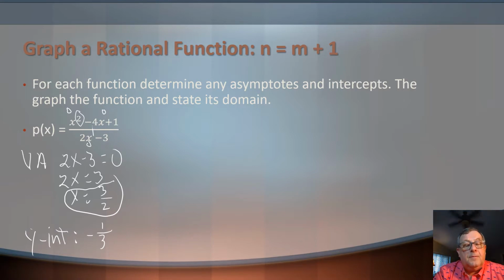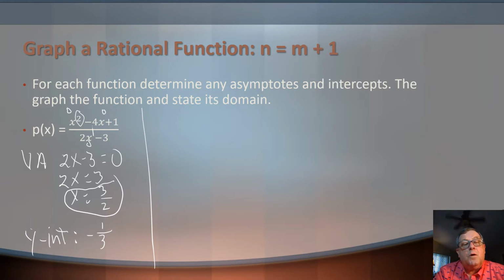Okay, now to find the x-intercepts, I really only have to focus on the numerator, because if I set this whole equation equal to 0 and then multiply both sides by 2x minus 3 to clear out the denominator, well, 0 times 2x minus 3 is just going to be 0. And so again, I'm looking at this wonderful equation, x squared minus 4x plus 1, the numerator, focus on the numerator. And once again, I think I'm going to have to use my old friend, the quadratic equation.